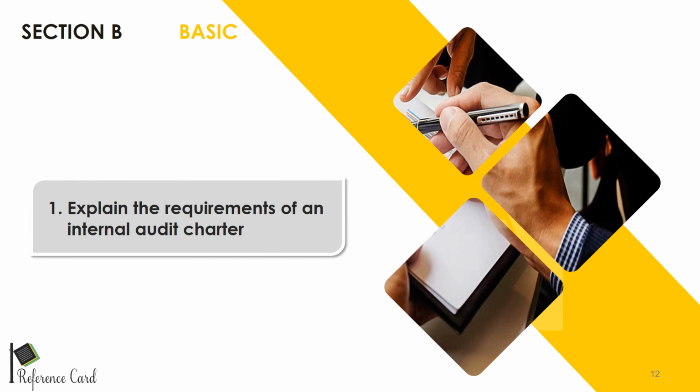Section B is going to cover the requirements of an internal audit charter, required components for the internal audit charter, board approval, and communication of the charter. This topic is tested at basic level. Candidates can expect straightforward questions from the topic.